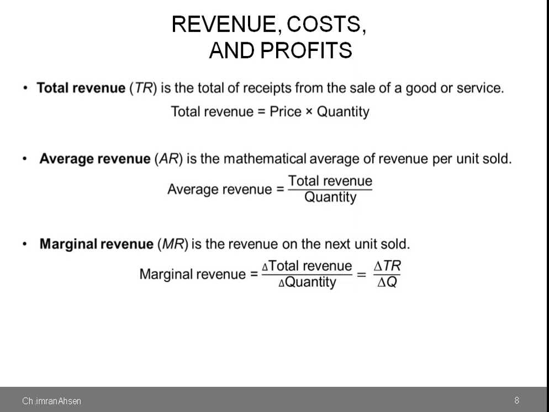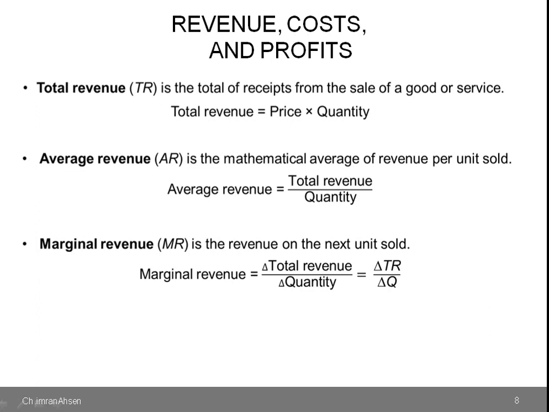Revenue, cost, and profits. Let's see what this is. Total revenues: total receipts from the sale of goods or services. Total revenues is equal to price times quantity. So what we are receiving, that is called total revenue, price times quantity sold. Average revenues: the mathematical average of revenues per unit sold. Total revenues divided by your quantity. So this is your average revenues. On average, what are we getting?